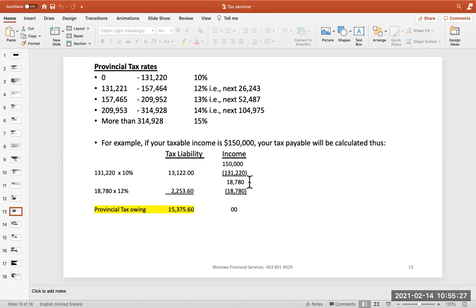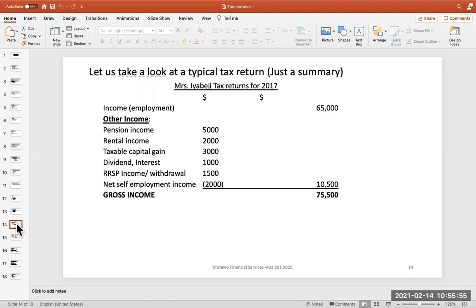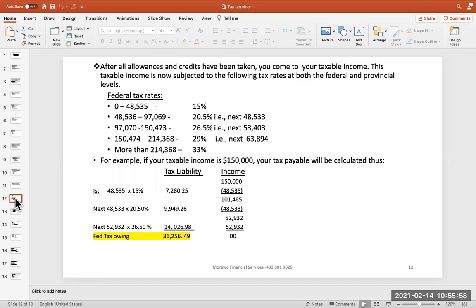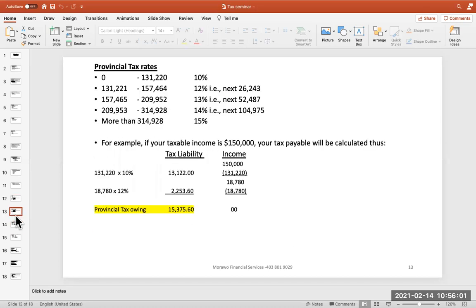So that one falls to the next rate, which is 12%. So your balance of 18,780 times 12% gives 2,253, and you have nothing left. So your tax payable to provincial government is $15,375.60. So that is where your tax liability is calculated. So it's more complex. A lot of other things go into it, but don't worry about it. Your accountant will do the job.